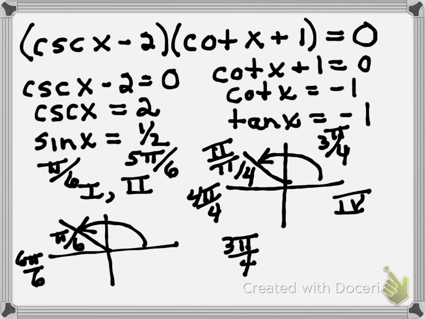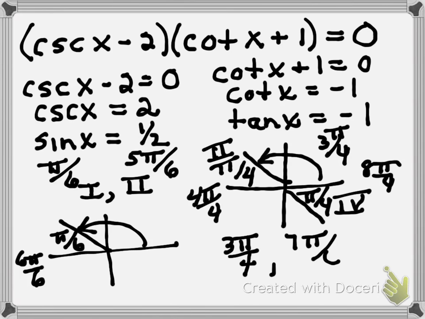And in the fourth quadrant, I'm going to put, again, pi over 4. But now you have to think of 2 pi as being 8 pi over 4. Minus pi over 4 is 7 pi over 4. So there are 4 solutions: pi over 6, 5 pi over 6 for the sine part of it, and 3 pi over 4 and 7 pi over 4 for the tangent part of it.